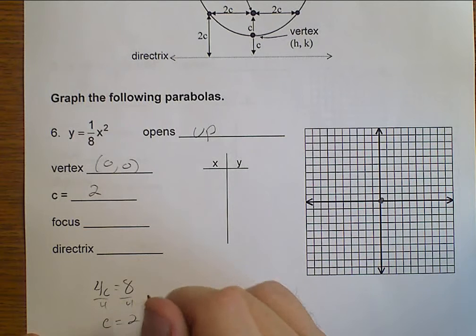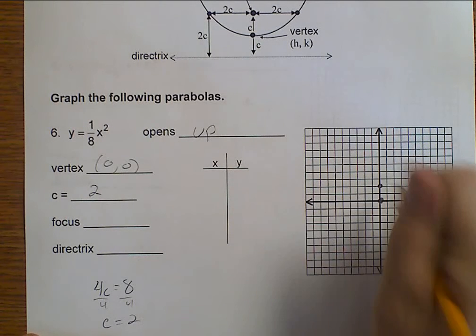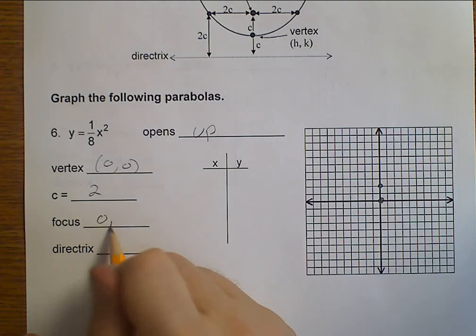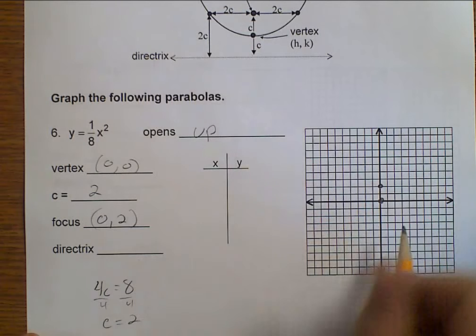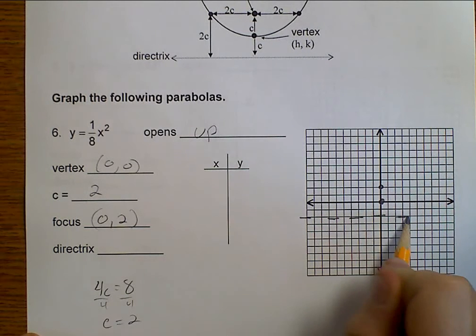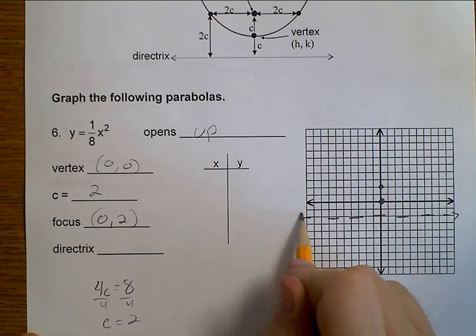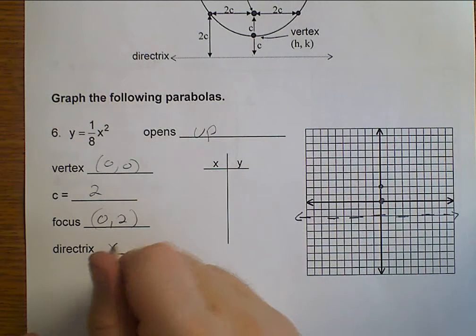So we're going to go 2 up of our vertex and put our focus. So that's at 0, 2. We go 2 down from our vertex. We draw a dashed line. That's our directrix. And that is at y equals negative 2.